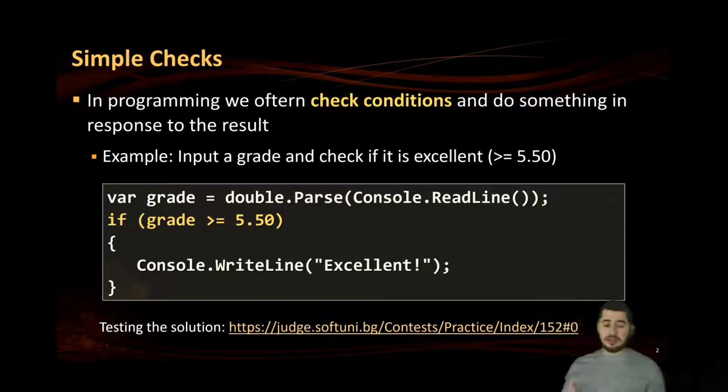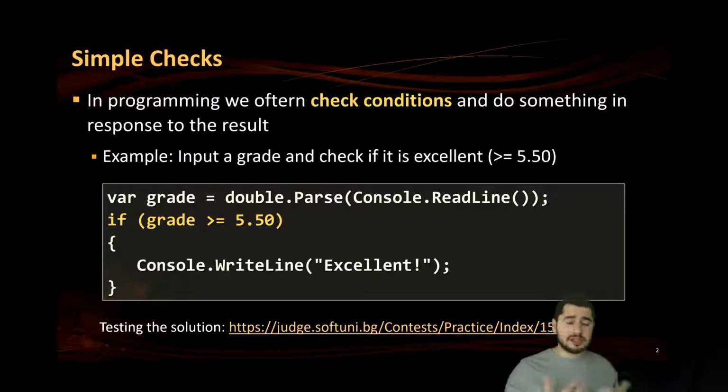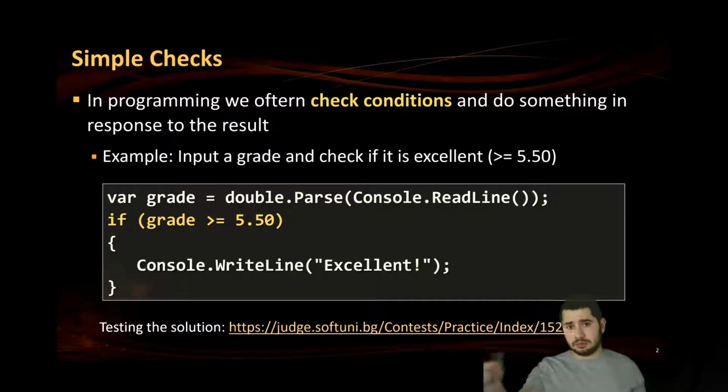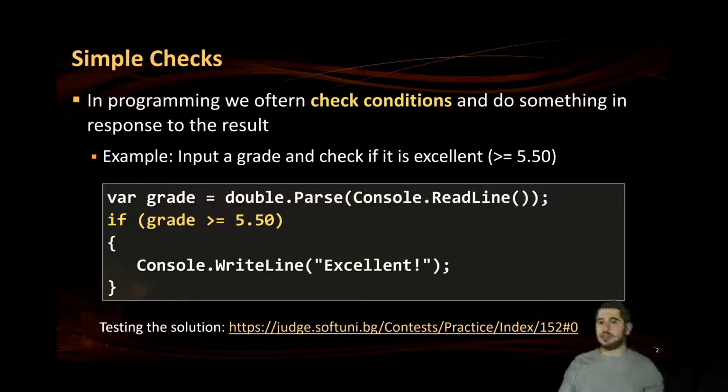Here is an example. Normally in computer programming, in C# in particular, oftentimes we want to do some conditions. Let's say you have a site like softunit.bg and you want someone to log in. And you want to check if the user inputs a valid username and a valid password, I want you to let him in. Okay? So you want to do that check.